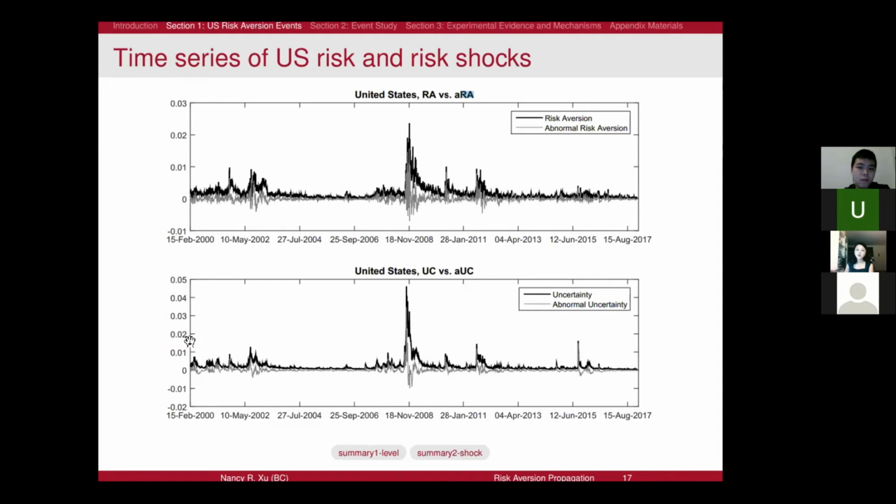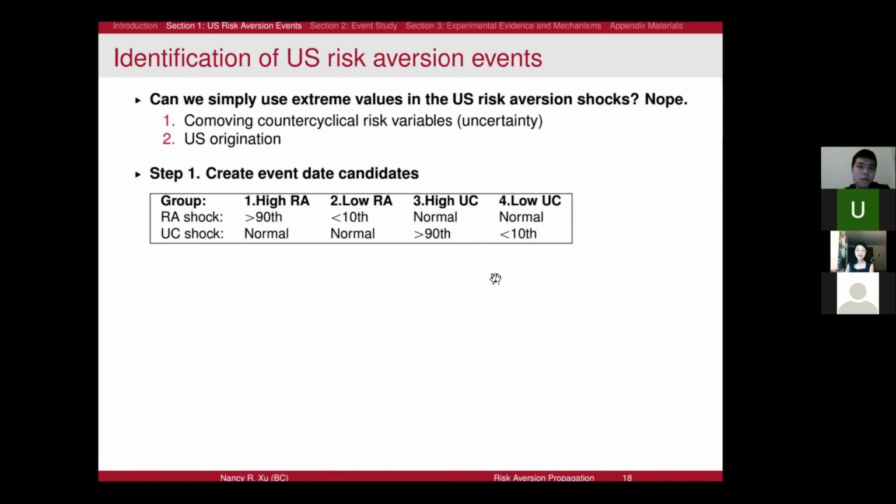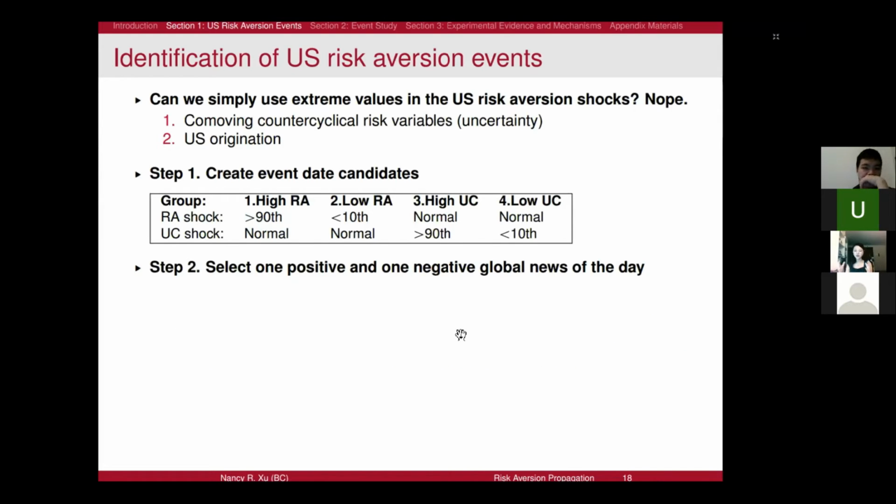So if I just draw the clear cut of say 90%, it doesn't help because you are only going to pick up the global financial crisis. So our strategy is to create, say, my high risk aversion bucket has risk aversion shock being in the 90th percentile, and then the US in the normal, right? I've talked about that. And then I'm trying to identify the other challenge, which is the US origination. How can I make sure the shocks there is coming from the US?